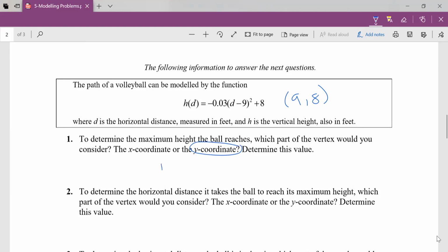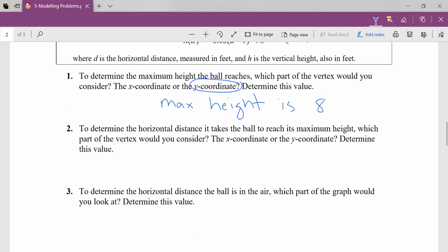And so the max height is 8. To determine the horizontal distance it takes the ball to reach its maximum height, I would look at the x-coordinate of the vertex. So the horizontal distance is 9 feet. Okay, so that vertex, if I know it in vertex form, is pretty easy to work with.